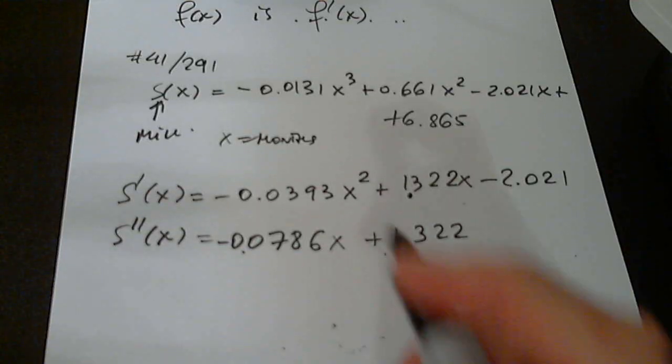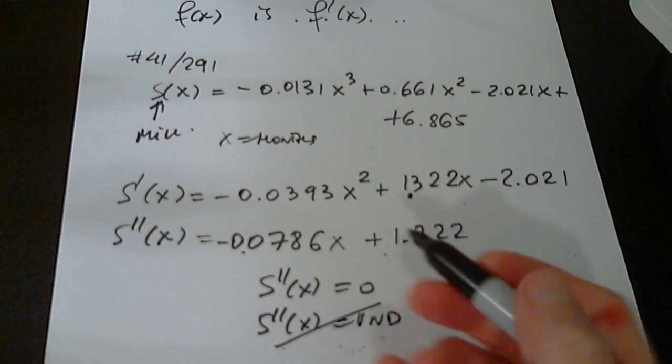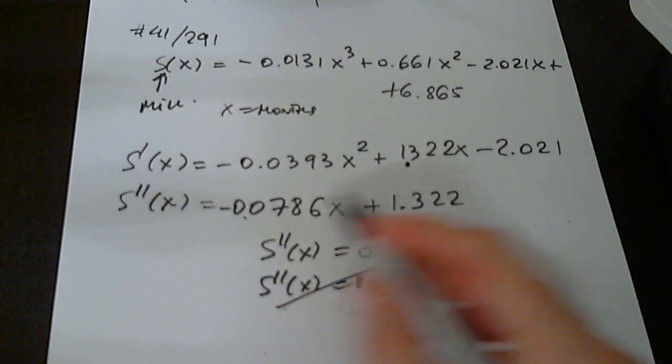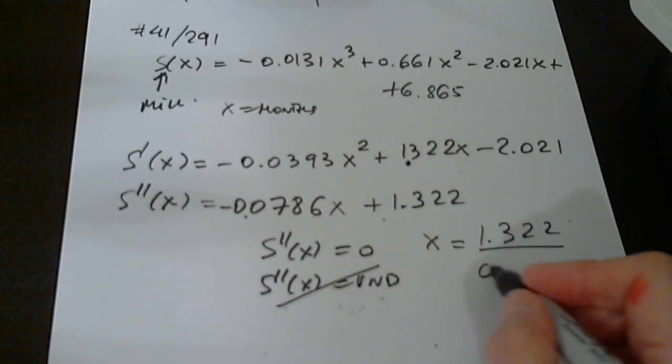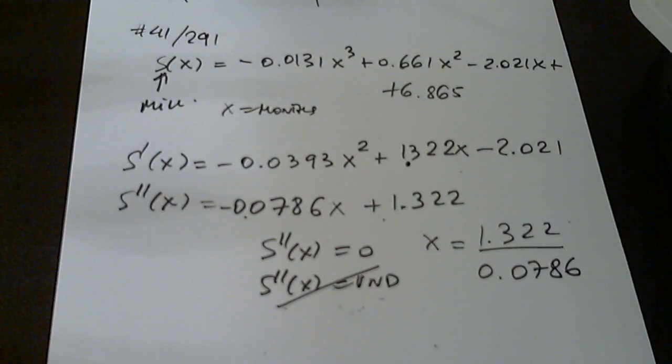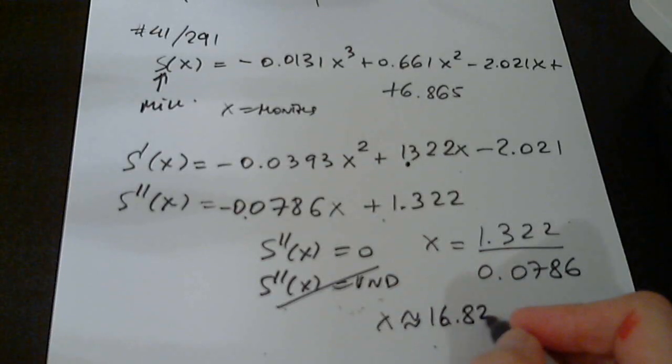This is similar to the critical number. So I have to set it equal to 0 or to undefined, which is not the case because it's a linear function. So when I set this equal to 0, I get x equals 1.322 divided by 0.0786. Good, so 16.82. So x is approximately 16.82.